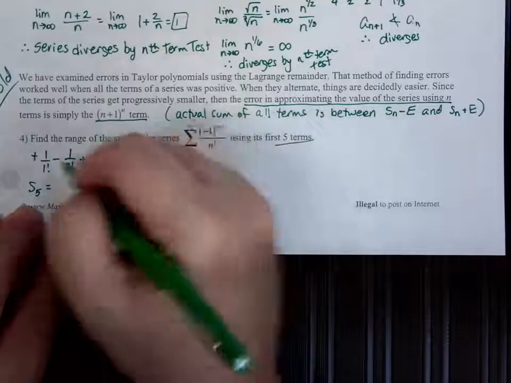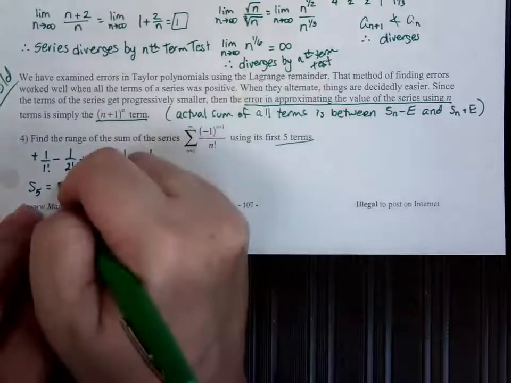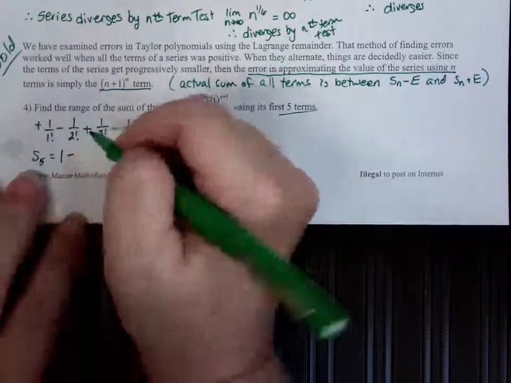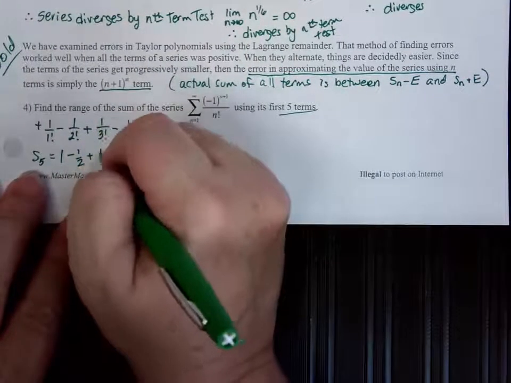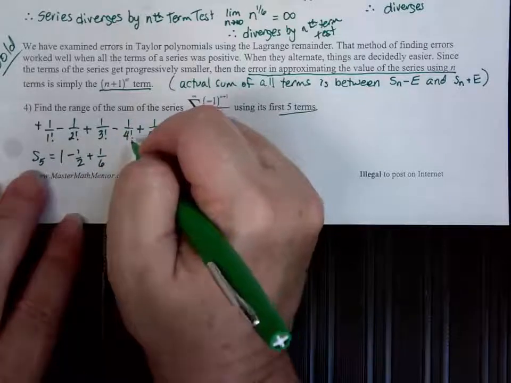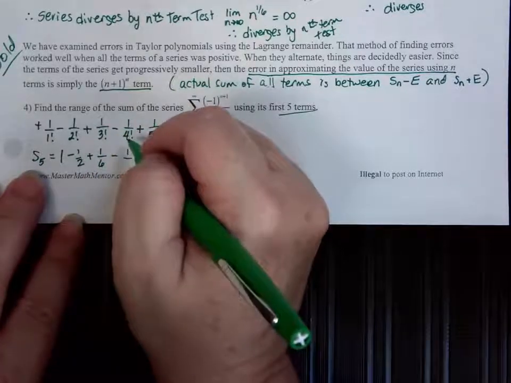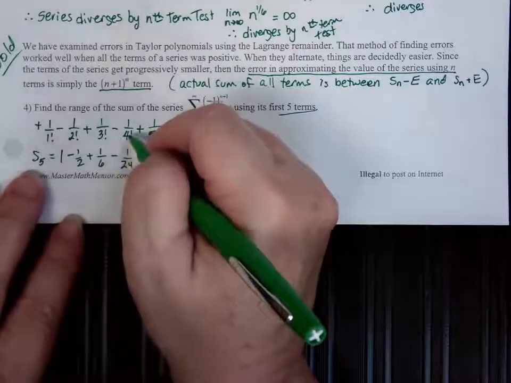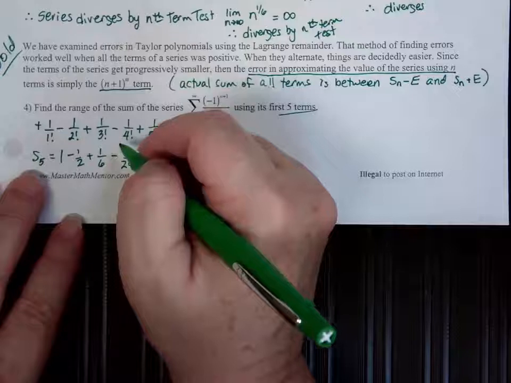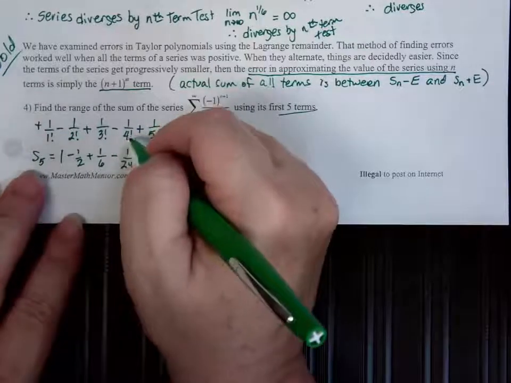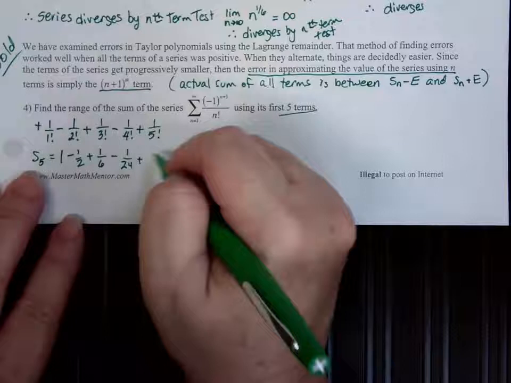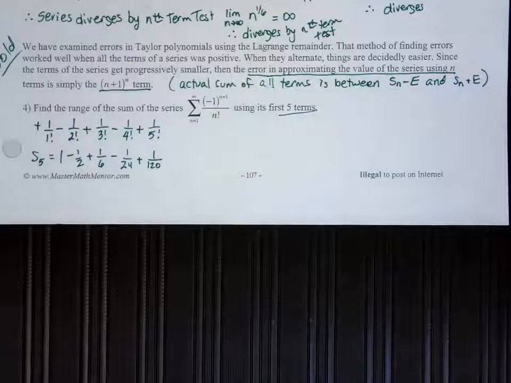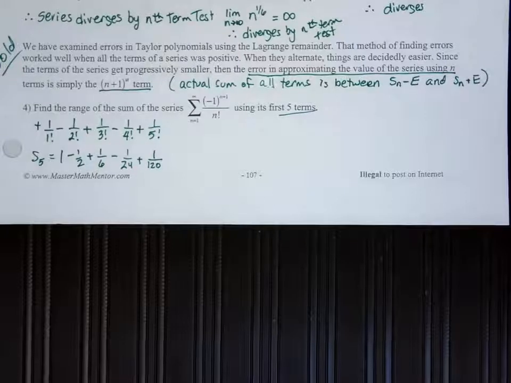So let's clean them up first before we throw them in the calculator. First term is 1 minus, second term is what? 1/2 plus 1 over 6 minus 1 over 24. An easy way to do it is just take this number, multiply it by the next number in the sequence. Because this is 3, 2, 1, and I need now 4, 3, 2, 1. Plus, 24 times 5 is 120. Now take your calculator and add all those up.